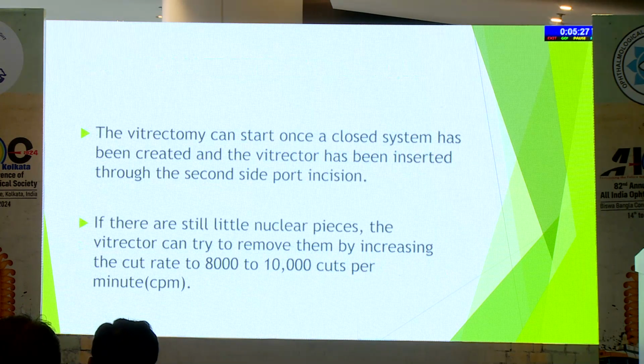The second point is to use the maximum cutting rate you have in your machine, 8,000 or 10,000, with a minimal or moderate level of vacuum. Vacuum should be low and cut rate should be the highest. It will not create pulling of the vitreous and will cause less stress on the retina. So these two points should be kept in mind while doing anterior vitrectomy.